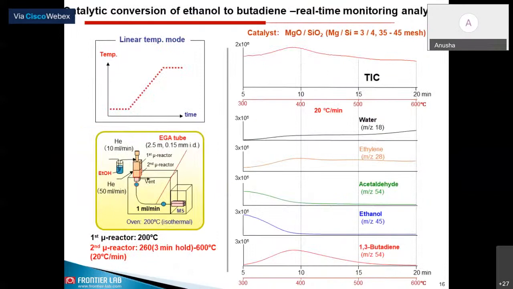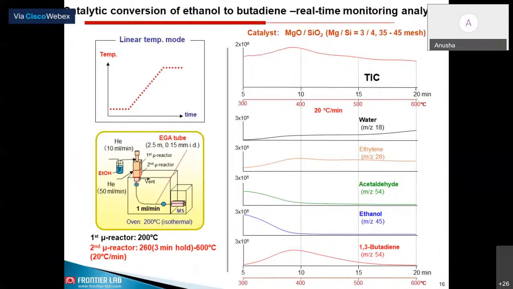Upon further going for linear temperature mode, this is how the monitor analysis of catalytic conversion of ethanol to butadiene took place. The system configuration and analytical conditions are very similar. I mean, not similar, same. We haven't changed much. The only thing we changed is the catalyst. Instead of using the ZSM catalyst, we have opted here for MgO or SiO2 catalyst. I'm sorry if I'm wrong with the terminology because I don't know much about these catalyst things.